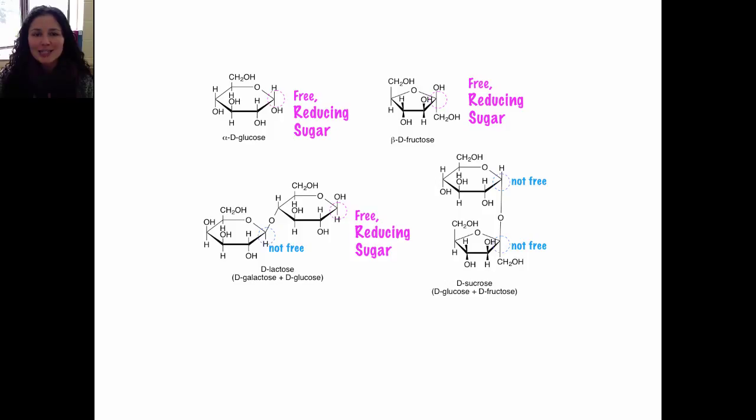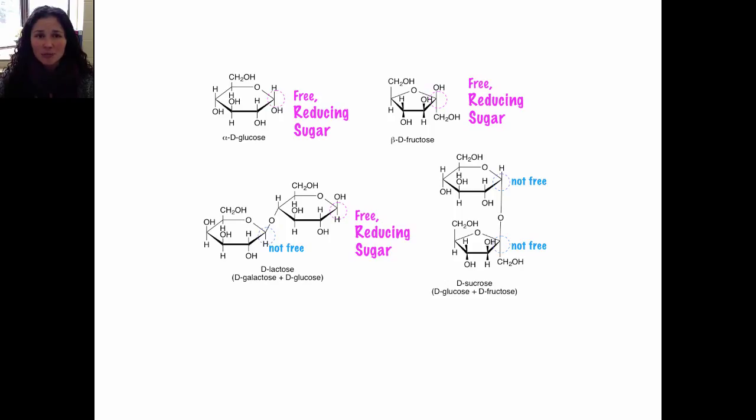In monosaccharides, disaccharides, or maybe even tri- and tetrasaccharides, basically where there are only a few sugar units linked together, when there is 1 free end or 1 anomeric carbon that's free, the sugar will be classified as a reducing sugar. In the case of a polysaccharide, this is different.